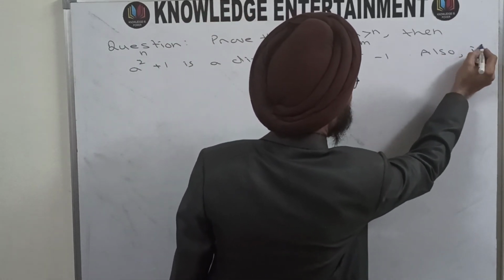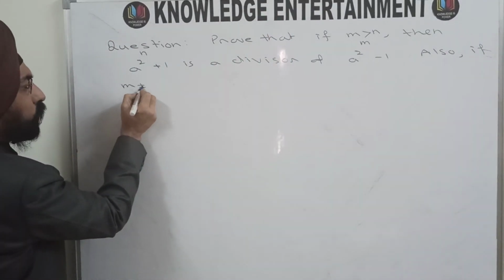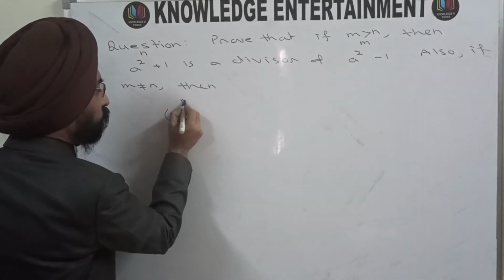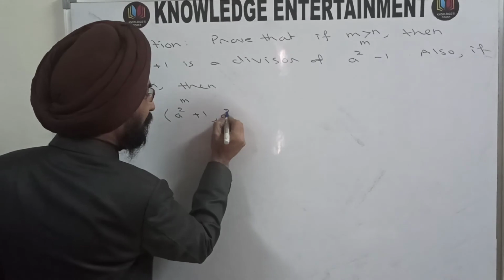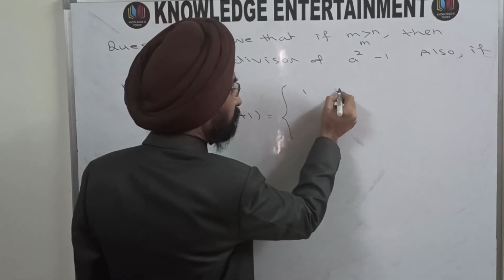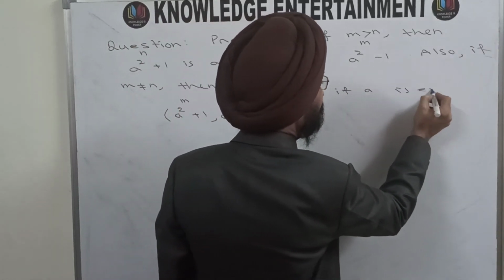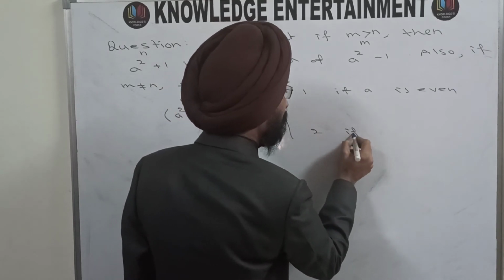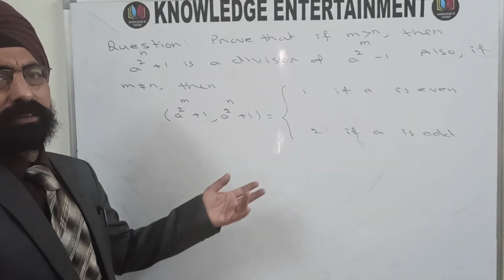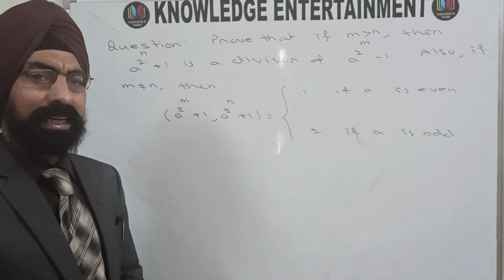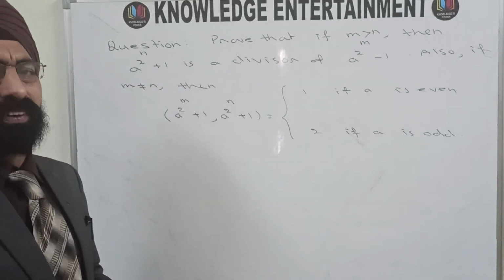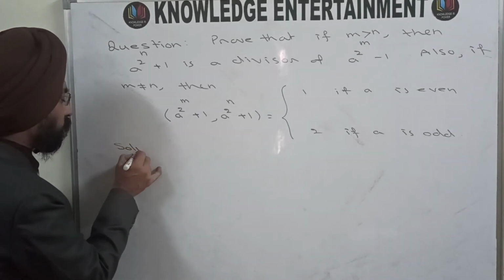Also, if m is not equal to n, then the GCD of a raised to the power 2 raised to the power m plus 1 and a raised to the power 2 raised to the power n plus 1 is 1 if a is even, and it is 2 if a is odd. This is a classical question, a very good question, which is based on congruence theory and divisibility as well. So how to solve this question? The solution is tricky but not difficult. So we start with the solution now.